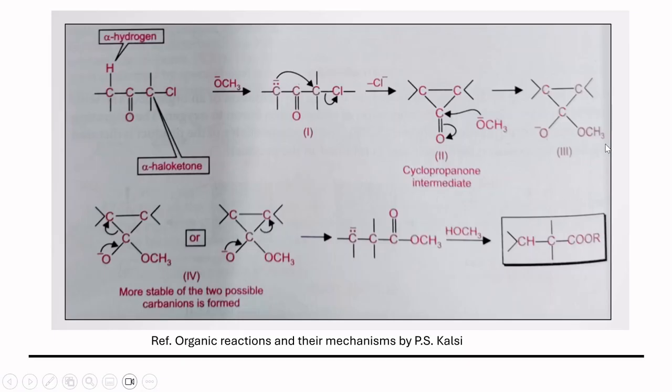Then we will get another intermediate 3. Now, the next step involves opening of the cyclopropanone intermediate. It can open in two ways, either in this manner or in this manner. And the most stable of the two carbanions is formed. So the opening occurs in such a way that the carbanion formed will be the most stable. In the next step, this will abstract a proton from the base to form the carboxylic acid derivative.